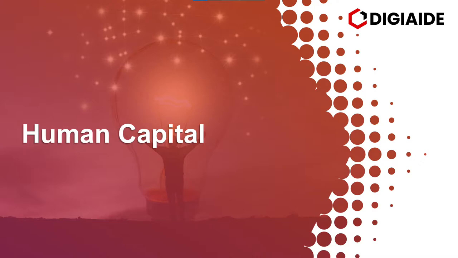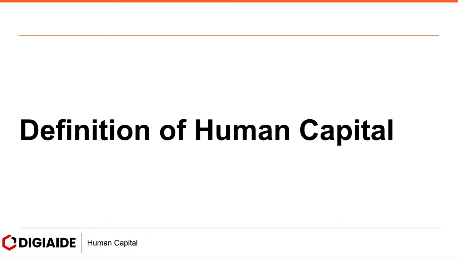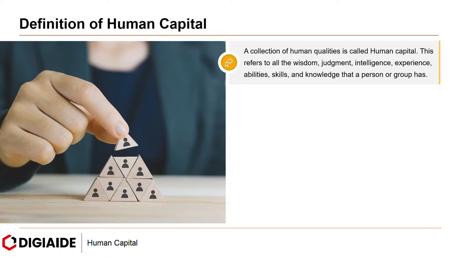In this video, we are going to cover the topic on human capital. Now let's start with the definition of human capital. A collection of human qualities is called human capital. This refers to all the wisdom, judgment, intelligence, experience, abilities, skills and knowledge that a person or group has.